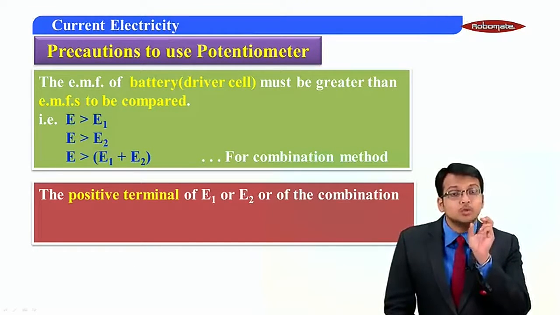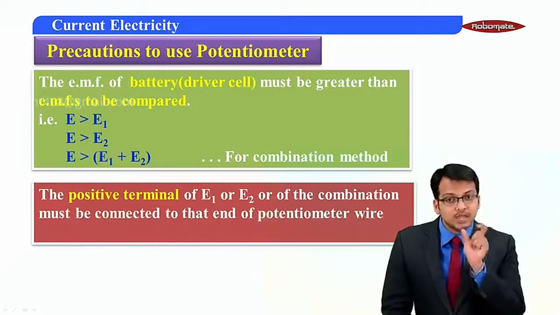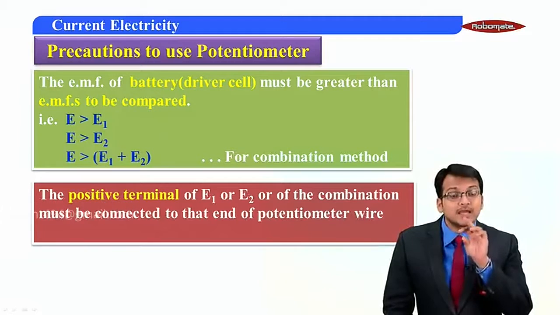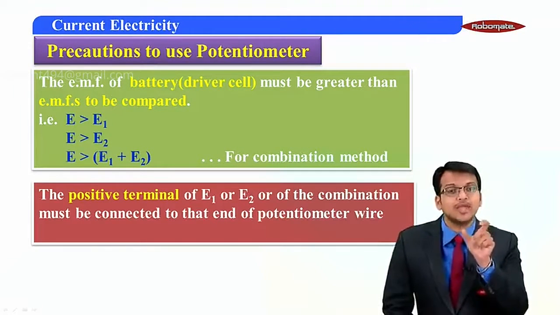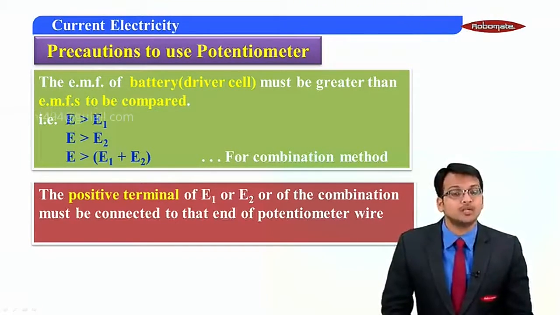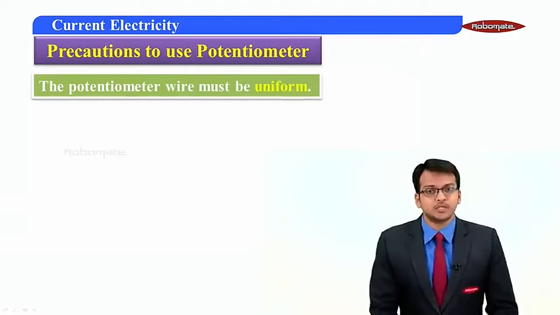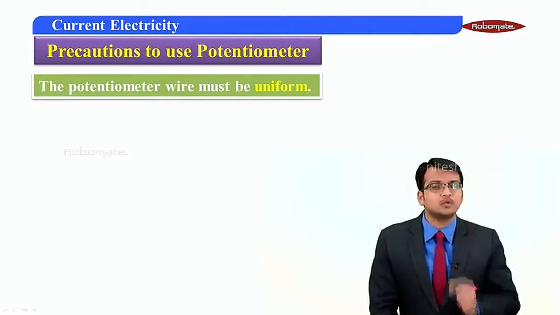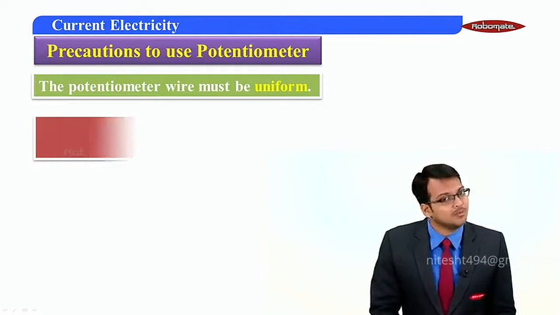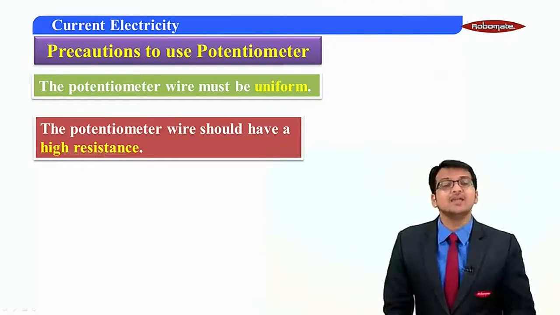Perfect. The second point to consider is that during your combination method, in case 1, the cells assist each other, that was E1 plus E2. So the positive terminal of E1 and E2 together should be connected to the potentiometer wire, that means at point A. Perfect. Now dear students, needless to say, always keep the potentiometer wire of uniform length and uniform resistance, and the wire should have a very high resistance.